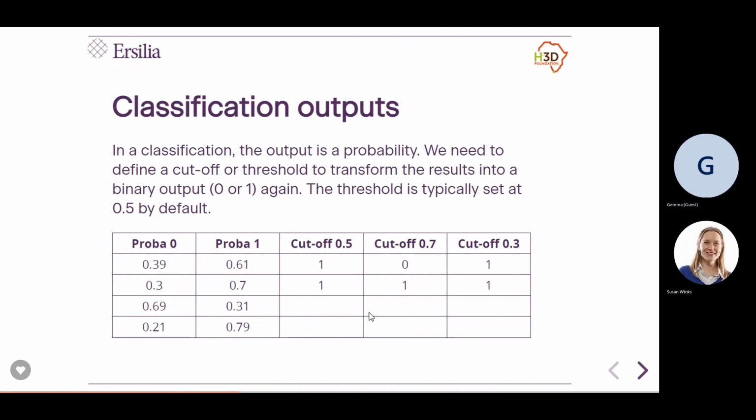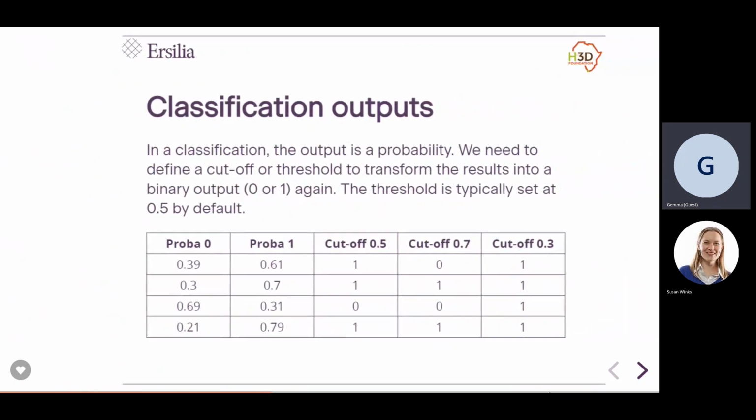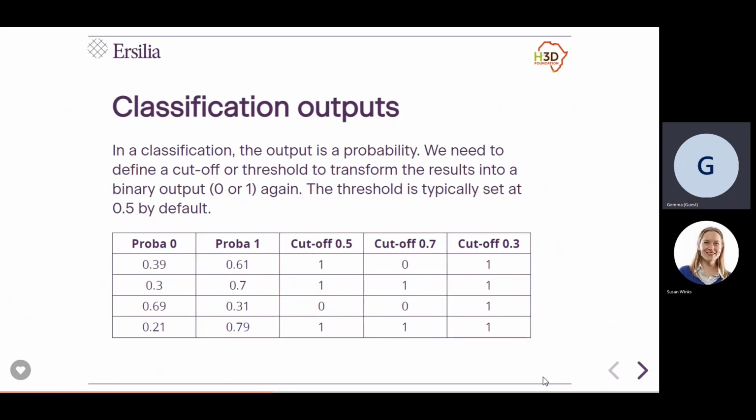For this molecule, cutoff of 0.5. Okay, 0 or 1? 0. Cutoff of 0.7. Cutoff of 0.3. Okay. And for the last molecule, that's the easiest one. All ones. Okay? No? Okay, so ask me what you don't understand specifically.